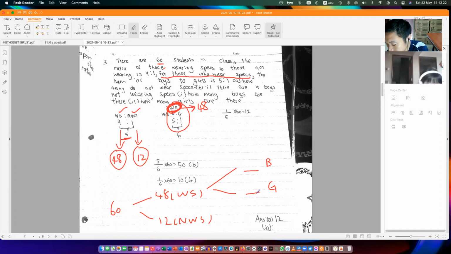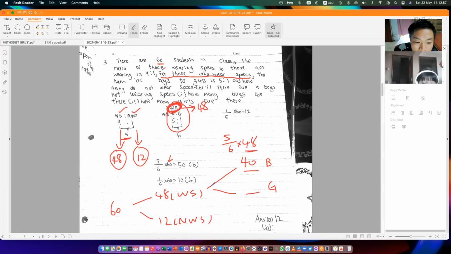For boy is 40. For boys, how come 40 now? How do you get 40? Because they asking how many boys are wearing specs now. No, I asked you how do you get 40? 5/6 times 48. Okay, good. How come you times 48 here? Why not 60? The full students.